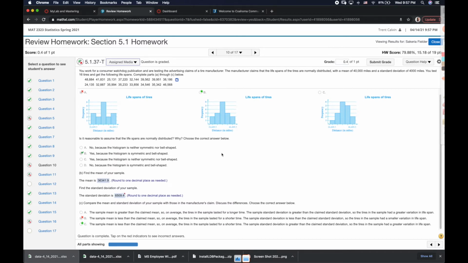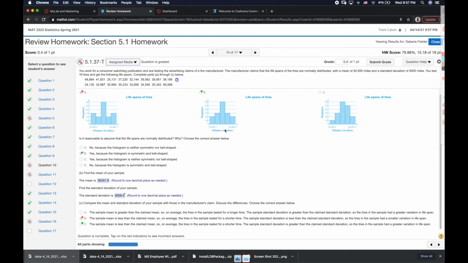Okay. So looking at this graph, we see it's symmetrical. And so since it's symmetrical, it's going to make a bell shape. It's going to make a normal distribution curve. So the correct answer is B. Good job on that. And so if I wanted to find the mean, it's pretty much just the average.